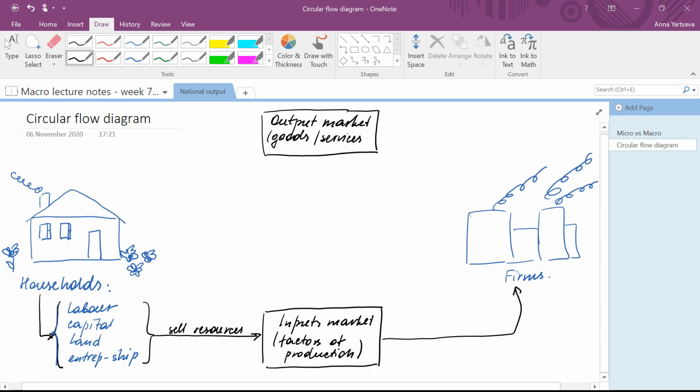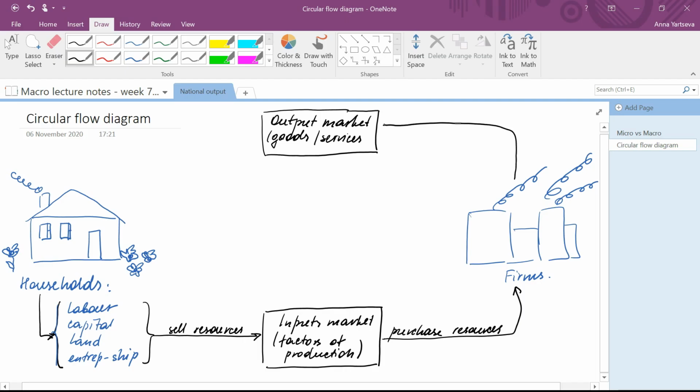If you're a capitalist, you lend your capital to those who need borrowed funds, who need money in order to invest into their businesses or into some of their investment projects. They will generate profit and will pay you interest as a reward. Landowners will provide rented spaces and properties to those who need them. So households sell their available resources in input markets, and firms purchase these resources, materials, labor, and so on, in order to start their production process.